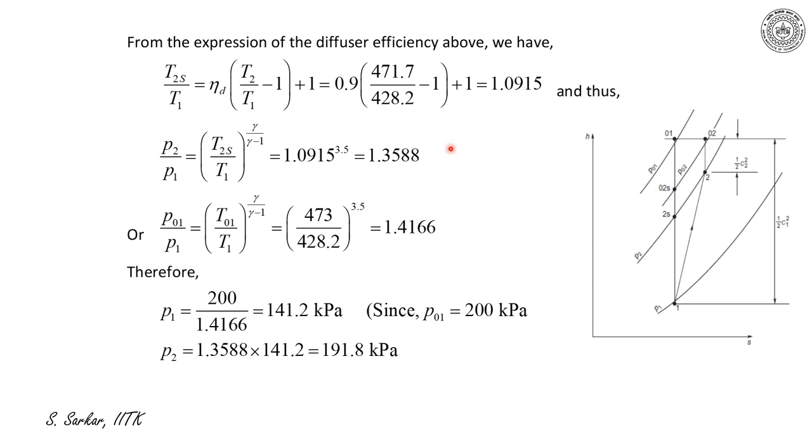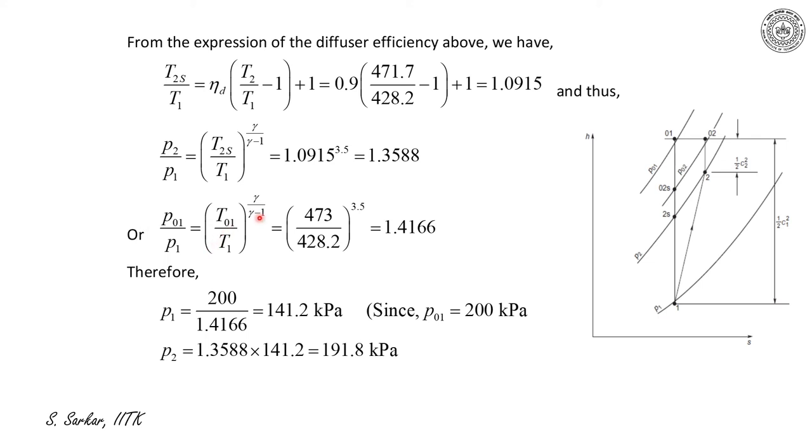Now, P2 by P1, I can relate with respect to T2S by T1 through isentropic relation. Look here, P2 by P1 can be related with respect to T2S by T1. Thus, I can write P2 by P1 is equal to T2S by T1 to the power gamma by gamma minus 1, that is equal to 1.0915 to the power 3.5. So P2 by P1 would be equal to 1.3588.